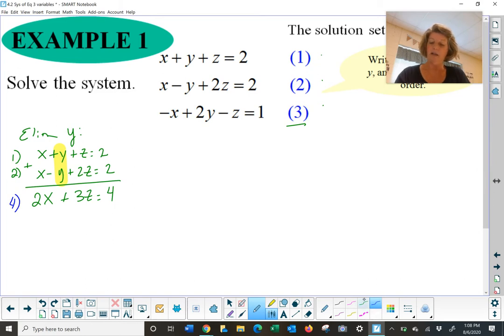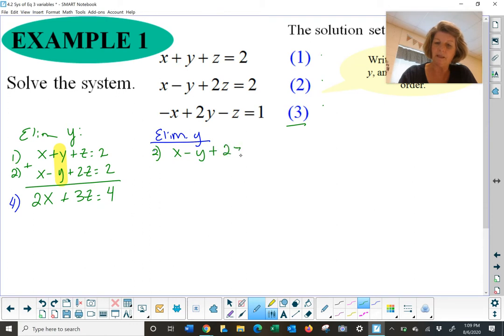I need to find another set of 2 equations and eliminate y again. I used equations 1 and 2 in the beginning, and now I'm going to use 2 and 3 this time. Equation 2: x minus y plus 2z equals 2. And then equation 3 was negative x plus 2y minus z equals 1.